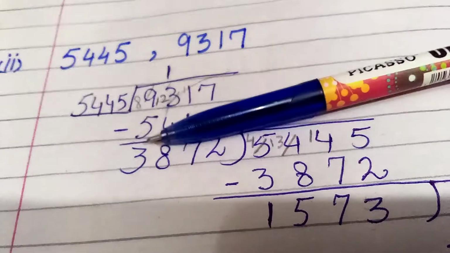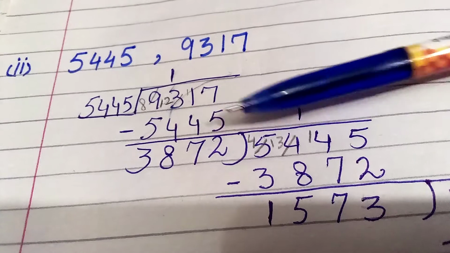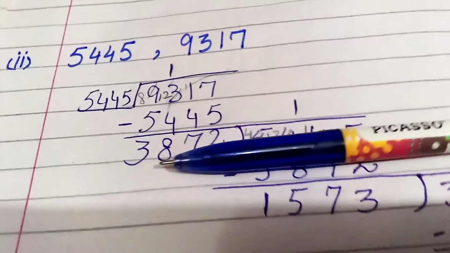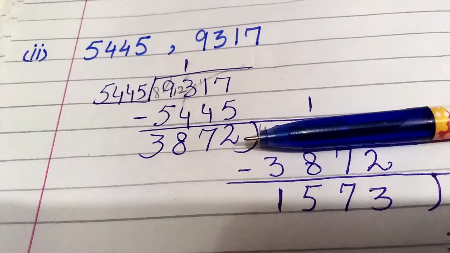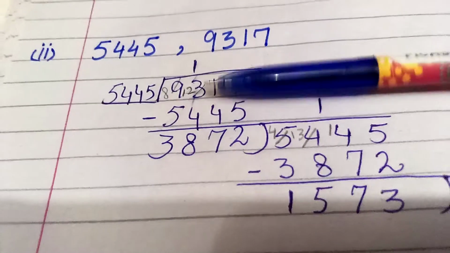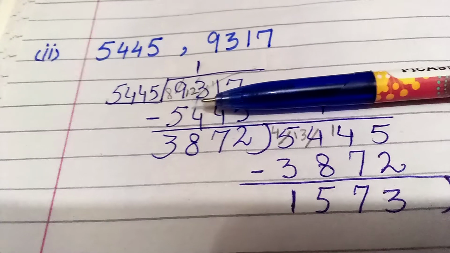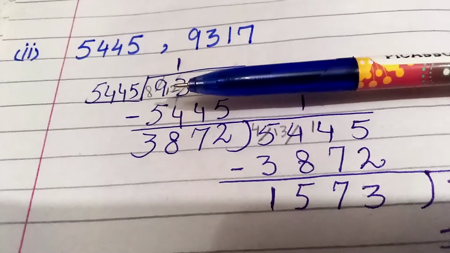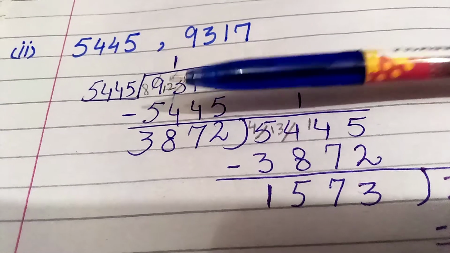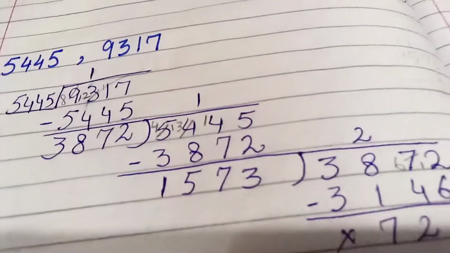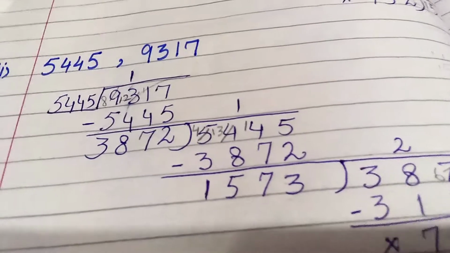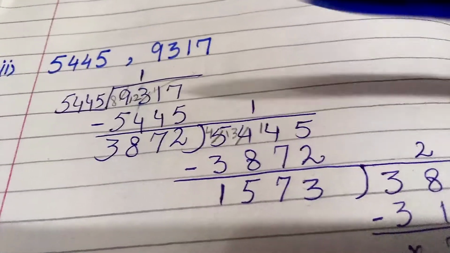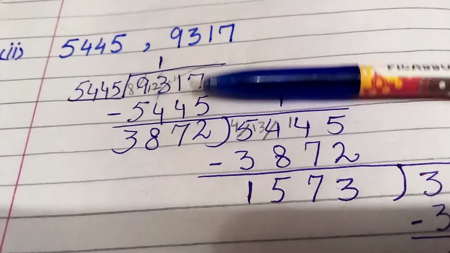5445 1 times gives us 5445. We will do the subtraction and the remainder is 3872. Students, I will not explain the process of subtraction because my focus is to teach you how to find the HCF by using the division method. This is the division method and my focus is to teach you how to find HCF by division method. Now I assume that you know subtraction.